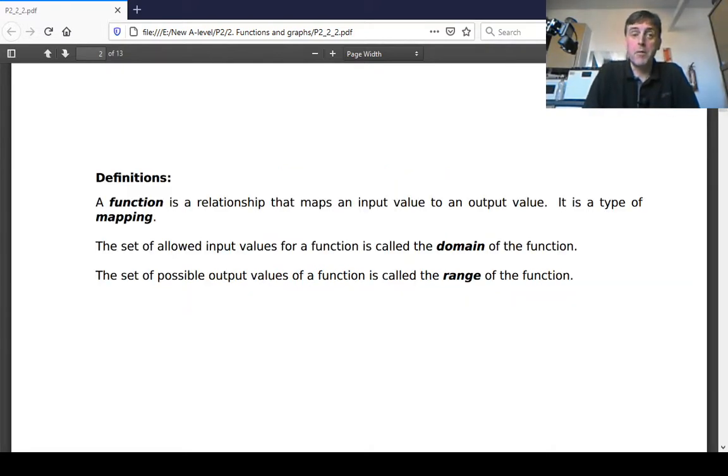So we've seen functions before, right? We know that a function is a relationship that maps an input value to an output value. It's a kind of a wider set of things called mappings, which we'll talk about, that word mapping, a bit later in the video in a bit more detail.